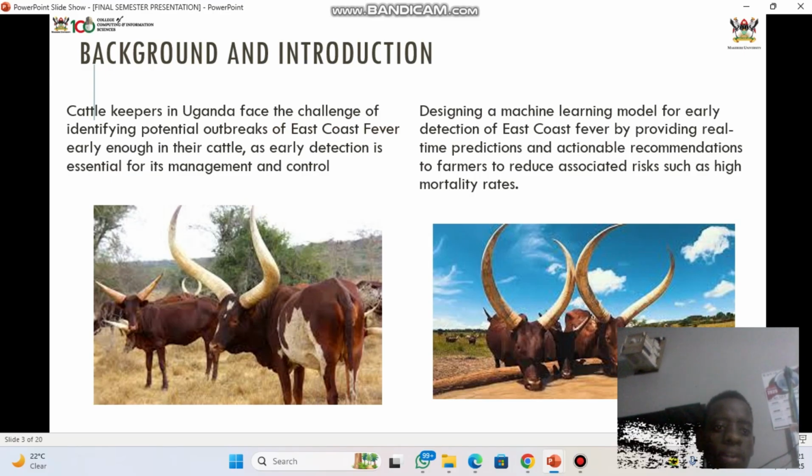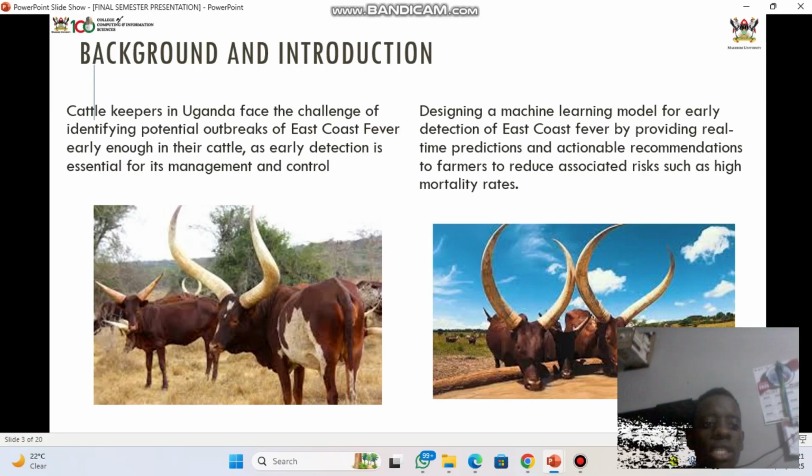Basically, East Coast fever, which we are working with, is spread by ticks and also by Cape buffaloes among cattle in Uganda. Cattle farmers in Uganda face the challenge of identifying potential outbreaks of the disease early enough in their cattle, as it is very essential for its management and control. Thereby, designing a machine learning model for early detection of East Coast fever, providing real-time predictions and actionable recommendations to farmers to reduce associated risks such as mortality rates, can be a solution that can actually be utilized by the farmers.